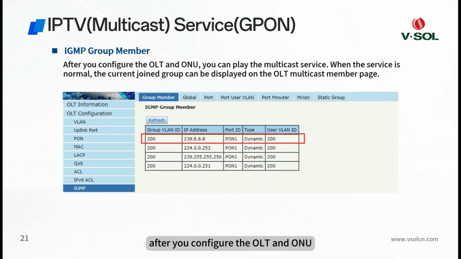After you configure the OLT and ONU, you can play the multicast service. When the service is normal, the currently joined group can be displayed on the OLT multicast member page. Same as the EPON OLT, this page list should show the group member. It will work with IGMP normally.